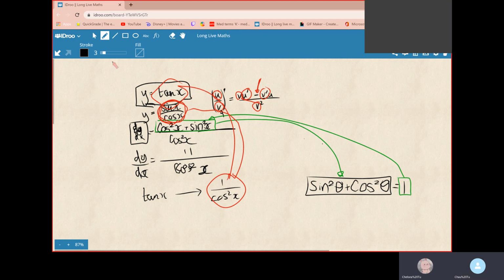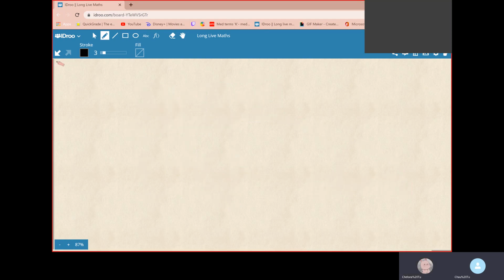Most people can't remember it, so they have to turn it into this, and then use the quotient rule to slowly differentiate it to give you this. It takes ages. You can remember it straight away. Okay? So, what's the quotient rule?